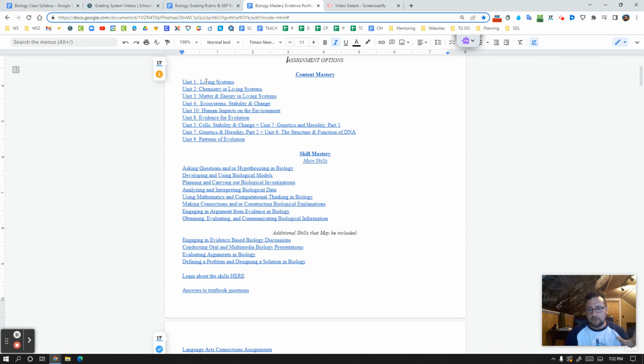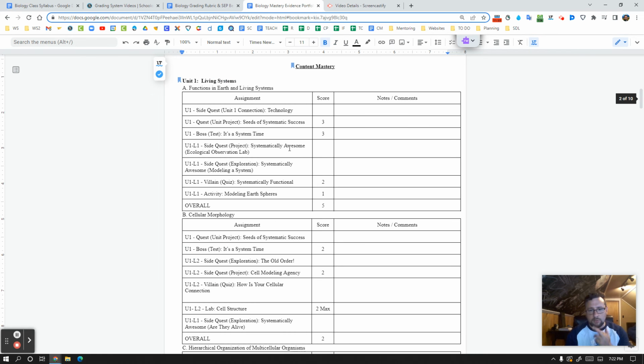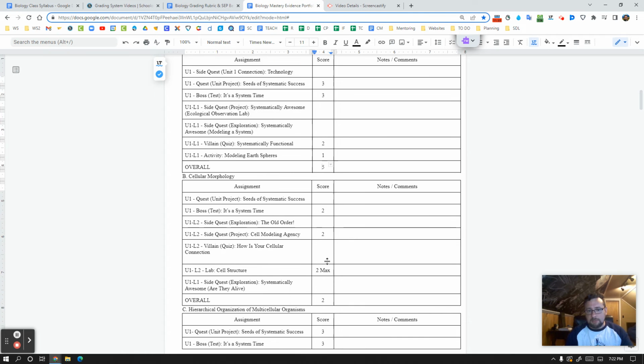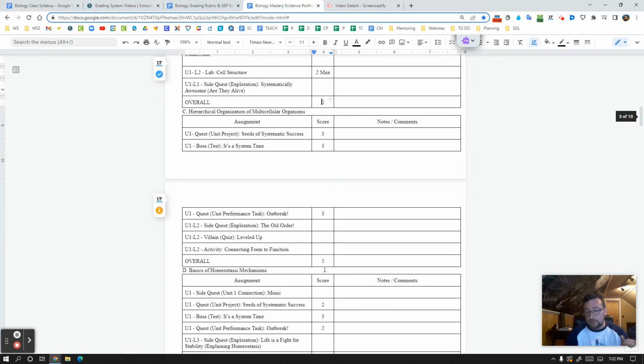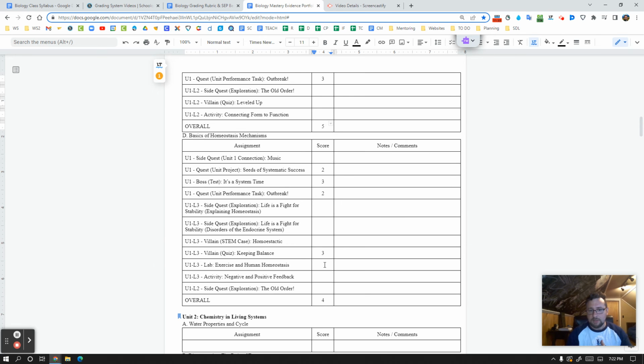But using this evidence portfolio here as an example, if you go to living systems, and let's say on the first skill of that unit, the student had a 5 because they showed consistent mastery across different contexts, right? So they get a 5. But then when they got to the cell morphology, they struggled to do that and ended on a 2. Then, when it came to hierarchical organization of multicellular organisms, again, they scored a 5. And then, when it got to the basics of homeostatic mechanisms, they scored a 4.